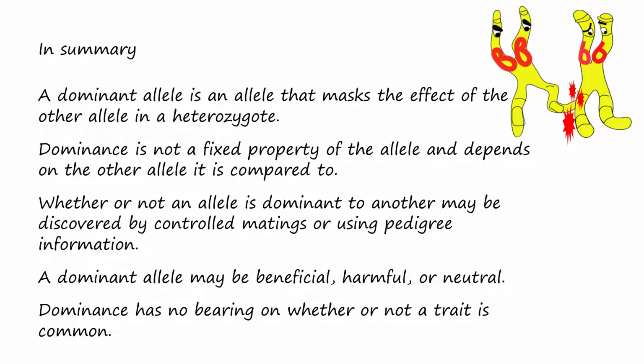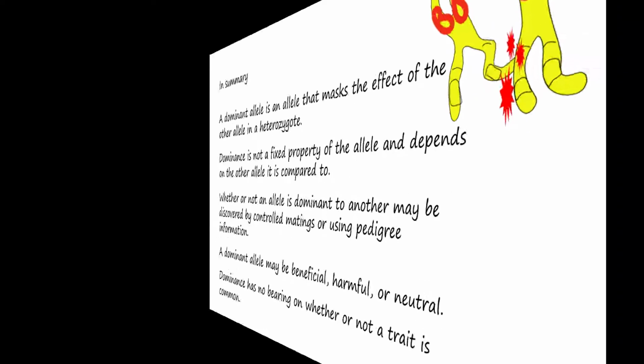In summary, a dominant allele is an allele that masks the effect of the other allele in a heterozygote. Dominance is not a fixed property of the allele and depends on the other allele it is compared to. Whether or not an allele is dominant to another may be discovered by control matings or using pedigree information. A dominant allele may be beneficial, harmful, or neutral. Dominance has no bearing on whether or not a trait is common.